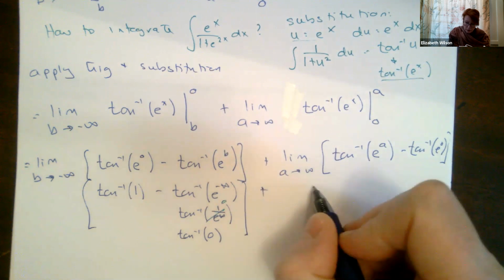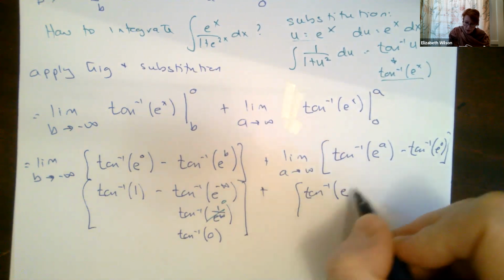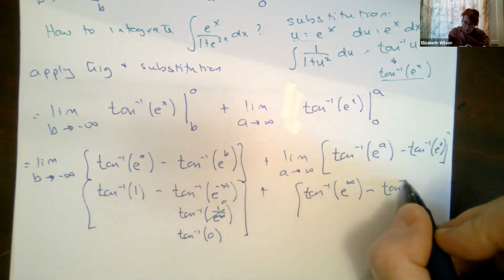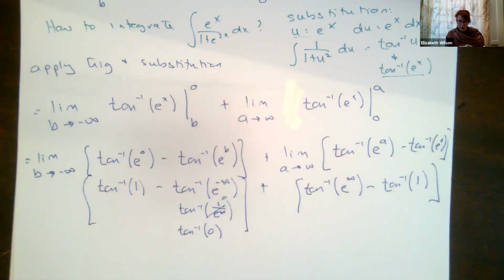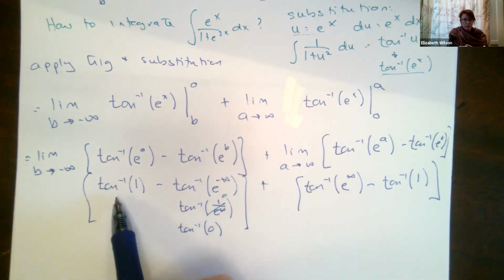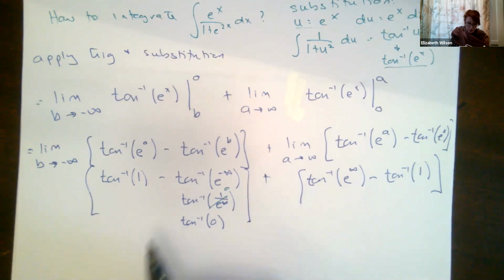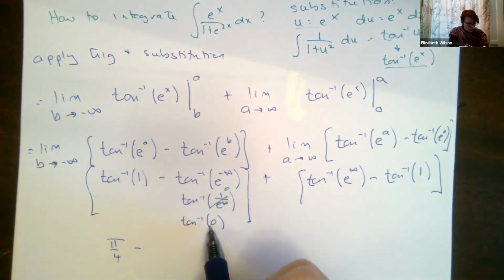So this is plus, we're gonna do the same thing. So this is the inverse tangent. Now this is going to positive infinity, so that doesn't flip, minus the inverse tangent, e to the 0 is 1. Okay, so let's think about what things are. Remember our inverse tangent function. The inverse tangent of 1, at what angle is going to give us a tangent equal to 1? That's when the angles are equal to each other. That happens at pi over 4. The inverse tangent of 0 is 0.